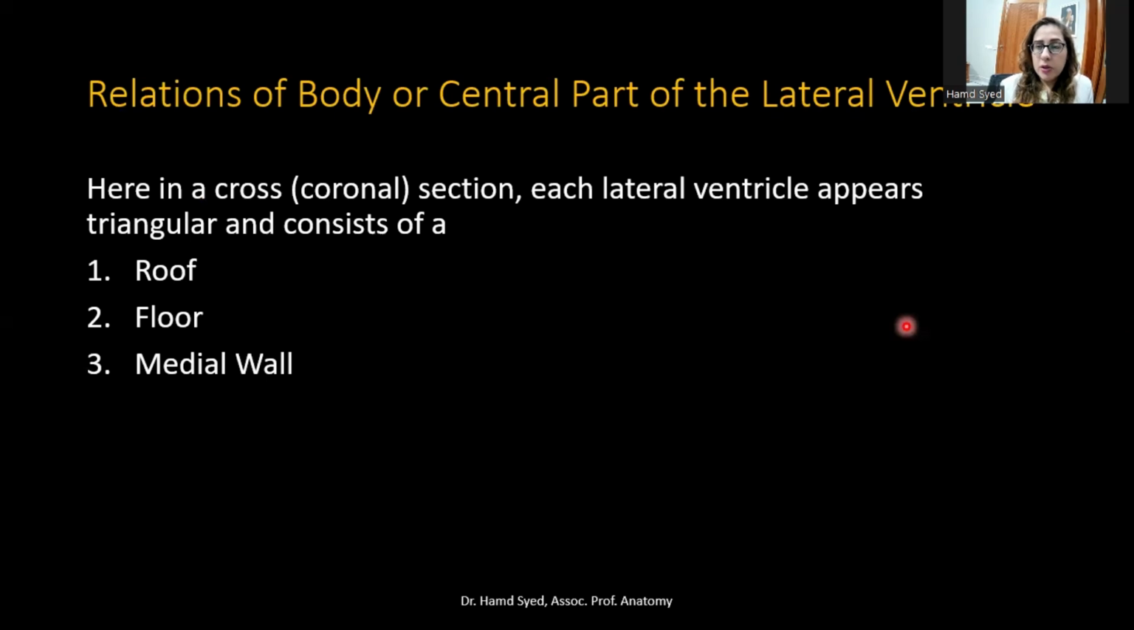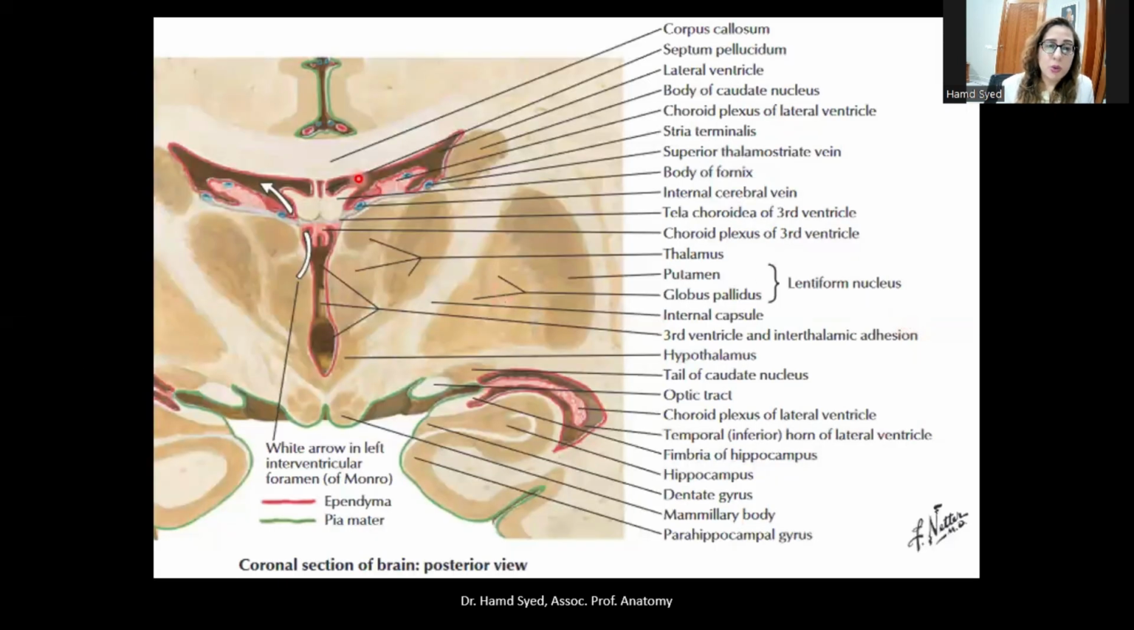Now, let's first look at the relations of the body of the lateral ventricle. If we were to obtain a coronal section, then each lateral ventricle in the region of the body will appear to be triangular, and it will consist of a roof, a floor, and a medial wall. So here is a coronal section through the region of the body of the lateral ventricle. This here you can see is that region in which the section has been taken through the body of the lateral ventricle, the left and the right.